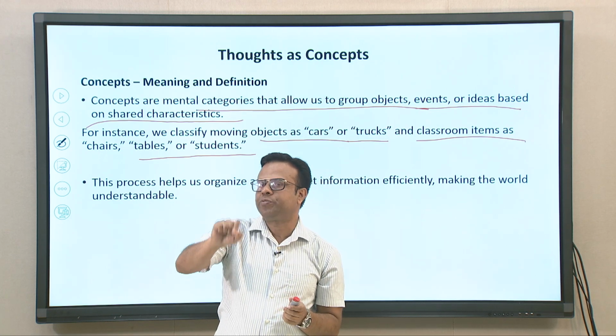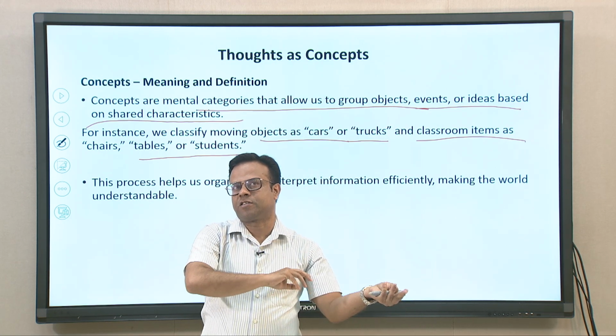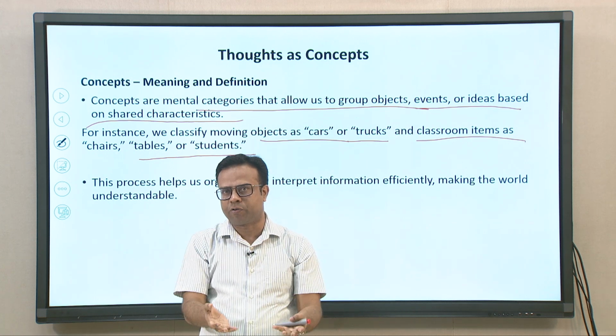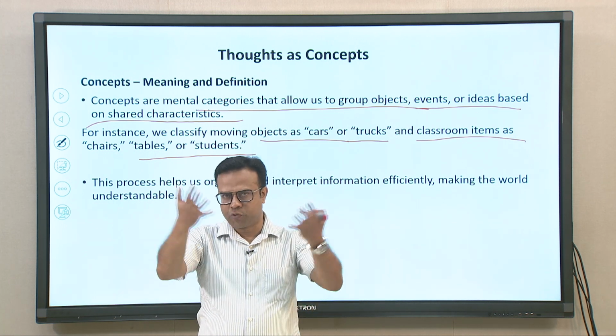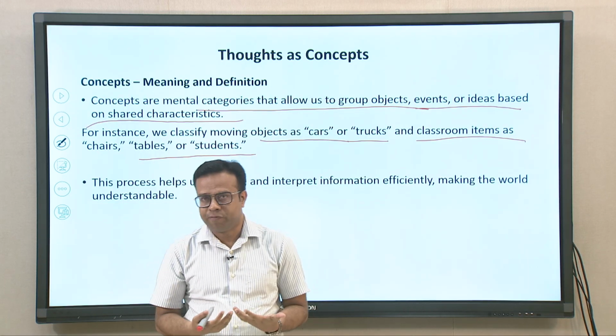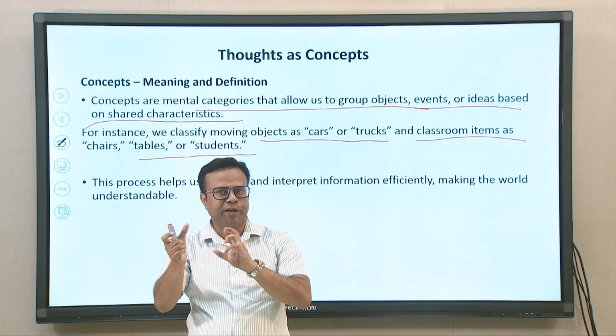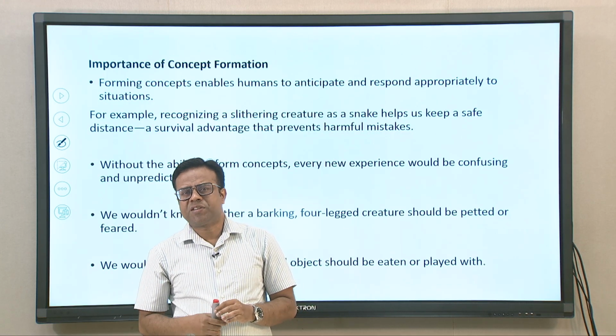Otherwise, each and every object would have to be placed in memory with its own different characteristics. But if you categorize all of them in one category, you know the meaning of a car. So, most of the things will come in one category. That helps us to organize and process information more efficiently. So, these are the meaning of concepts. Concepts are very important.